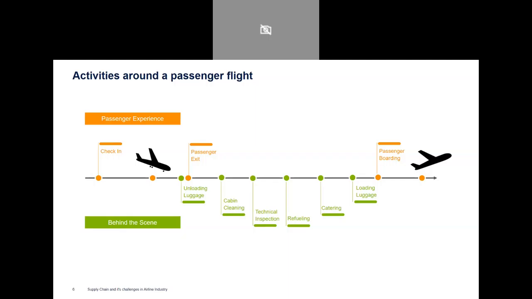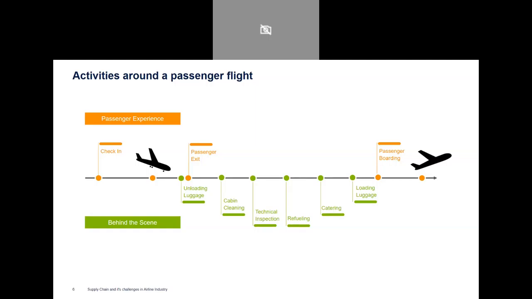Followed by that, two activities are done: catering and loading luggage. Catering means, depending upon where you fly, the food type will vary. The catering provider has to make sure that enough food is loaded into the aircraft. Then the luggage which you delivered at the check-in counters is loaded into the aircraft. Then passengers are boarded and the flight takes off.